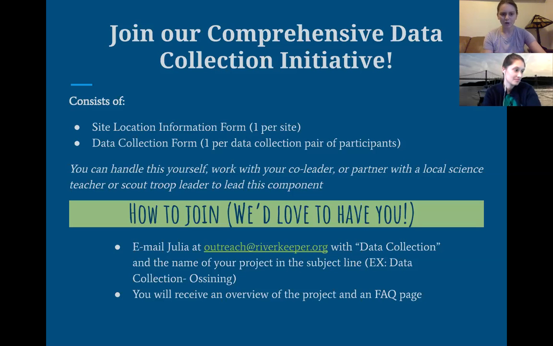And if you're thinking, oh, this sounds like an interesting idea, but there's a lot to handle, that's totally fine. You can deputize the responsibility of managing the comprehensive data collection initiative to somebody in your group who is equipped to do it. For example, if there's someone in your group who's a science enthusiast or science teacher, math teacher, who you think would be well suited to lead this component, just let us know, and that would be great. We can work with them to complete this initiative for your site.